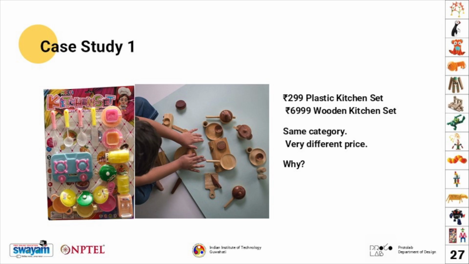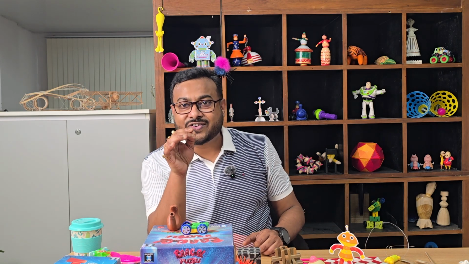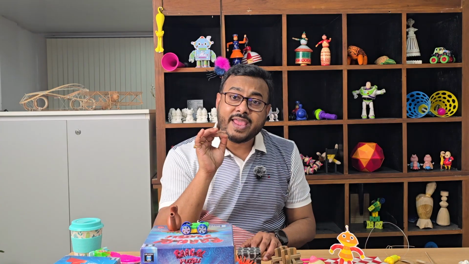The question we are not asking is which is better. The question we are asking is, how do cost structure, manufacturing decisions, and pricing strategy create such divergence? We will break this down systematically. Materials, assembly, tooling, packaging, scale, distribution, and margin model.